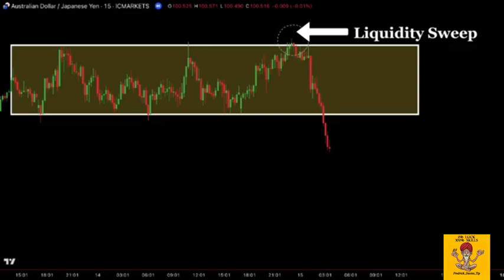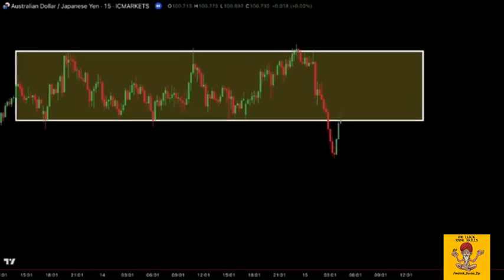If you miss the liquidity sweep trade, do not enter inside the range or after the breakout. As you can see, after taking stop losses at resistance, the market breaks below the support level, confirming sellers have taken control. But your job as a trader is not to chase the move, it's to wait for a retest. Why? Because at this point, you don't know what's going to happen next.